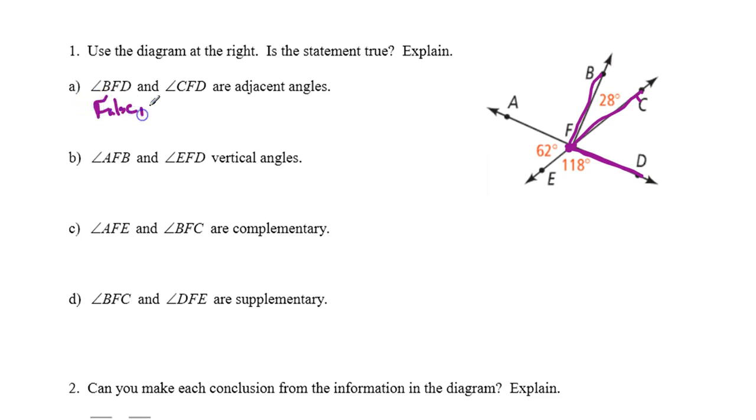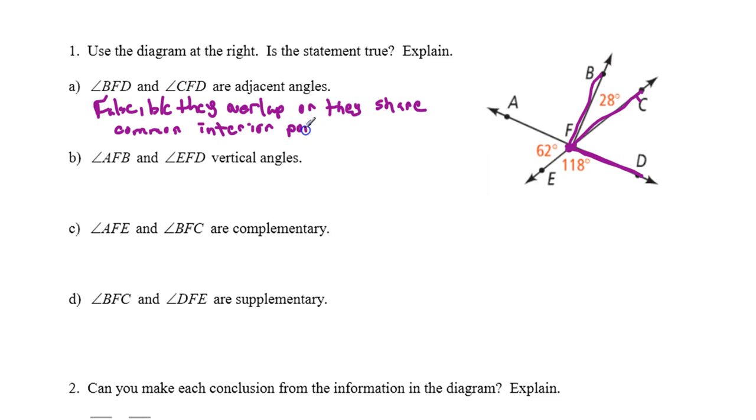Okay, and the reason would be because they, I'm going to write overlap, or we could say they share common interior points. Okay. So therefore, that is not true. That's false, and that's why. In order for them to be adjacent, those would be the conditions. All right. I'm just going to erase that now because we're going to do a new question. I don't want to confuse myself.